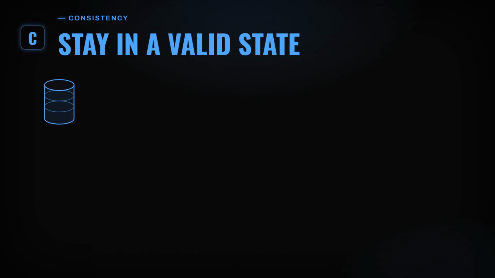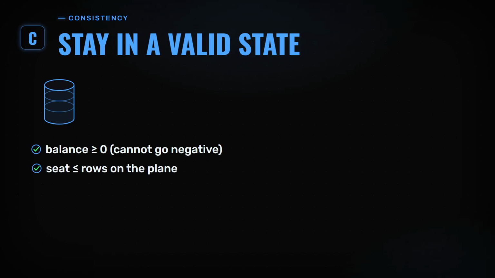Same idea for the ticket booking. If charging the card succeeds but reserving the seat crashes, the charge has to be reversed. Both happen or neither. Consistency. The database stays in a valid state.